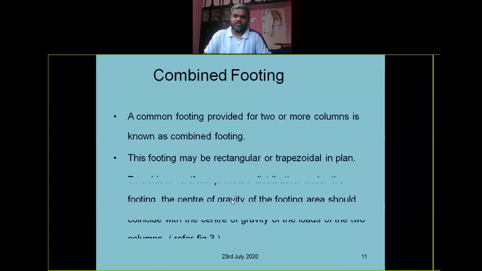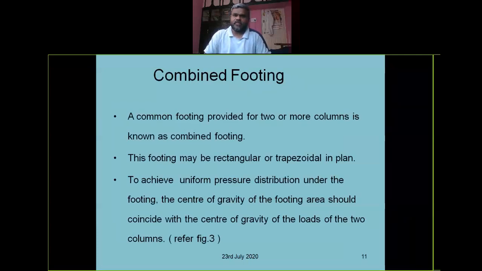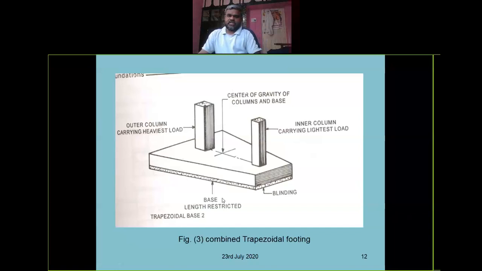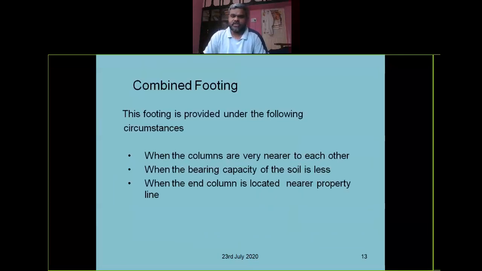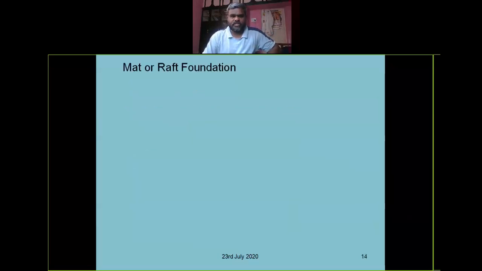Combined footing is when two footings are combined together. A common footing is provided for two or more columns. That is called combined footing. This may be rectangular or trapezoidal in shape. To achieve uniform pressure under the footing, combined footing is used. See, this is a combined footing. Combined footing is provided when the columns are very near to each other, when the bearing capacity of the soil is less, and when an end column is located near the property line. So combined footing is important.